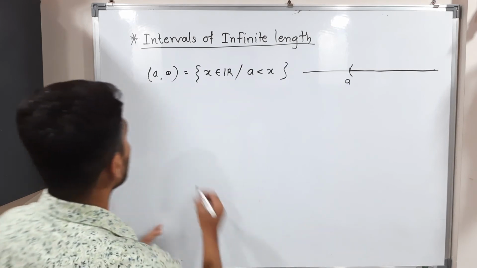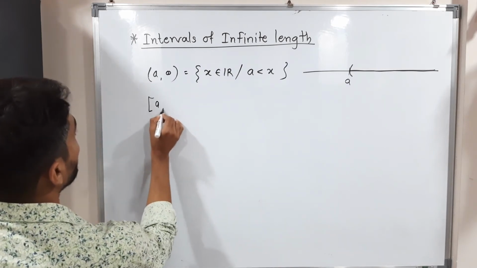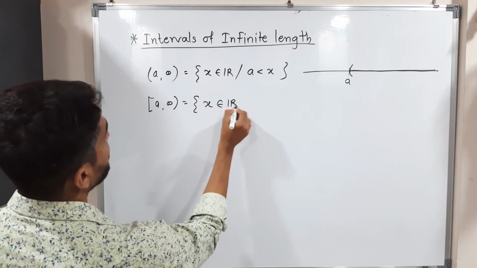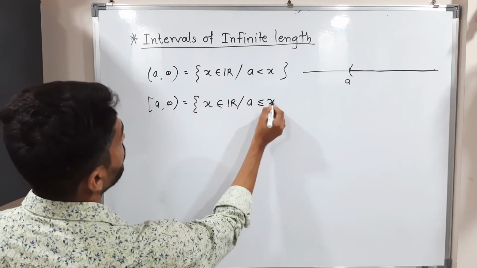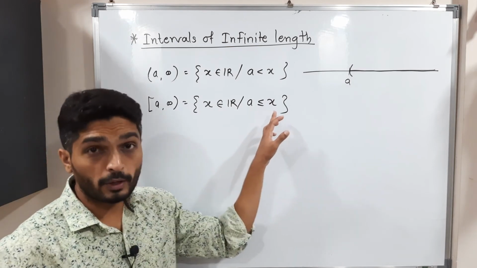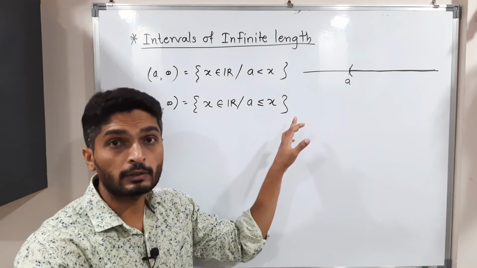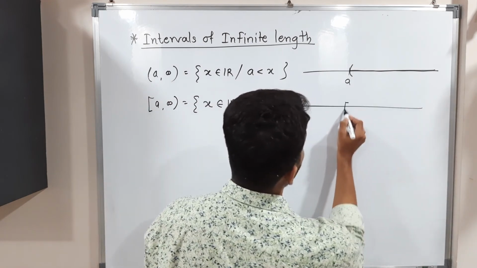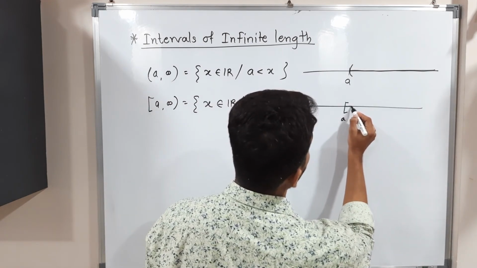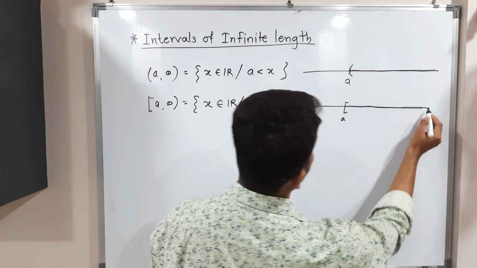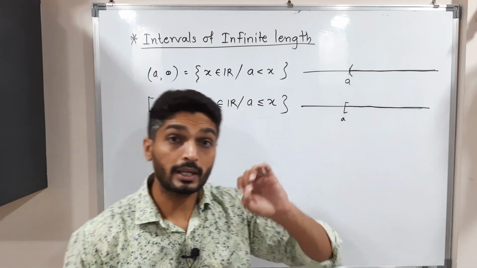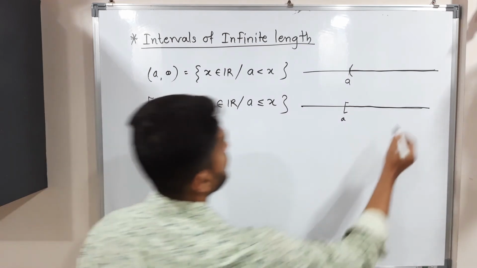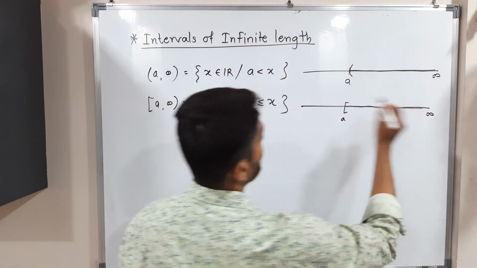If we have the closed interval [a, infinity), then x belongs to R such that a less than or equal to x. That means all points which are greater than a or equal to a also. In this case also we have all points greater than a, but here we consider point a also, it is included here. Similarly, it is going to infinity here, and here also it is going to infinity.